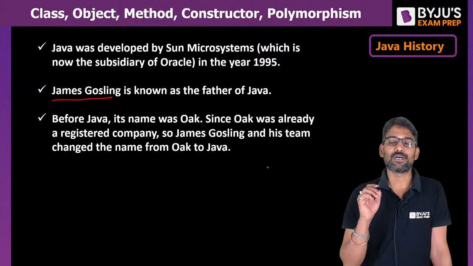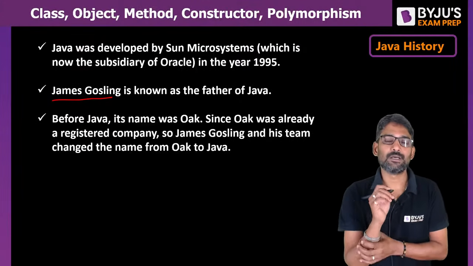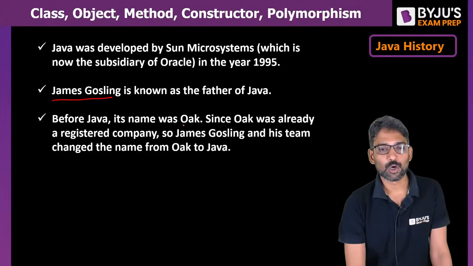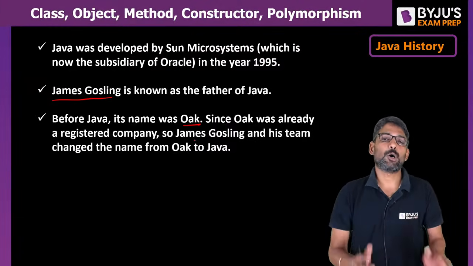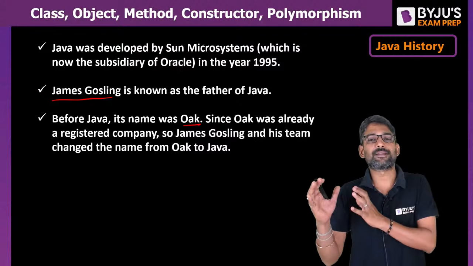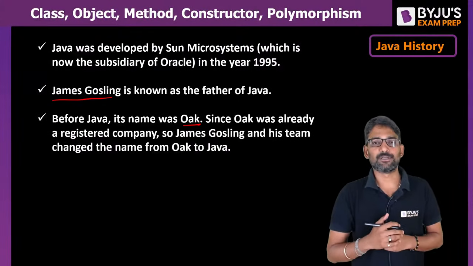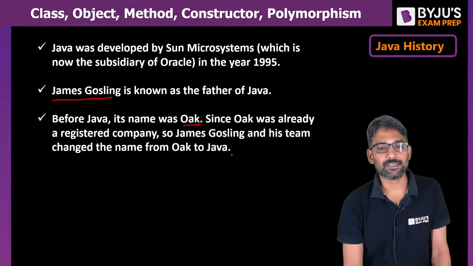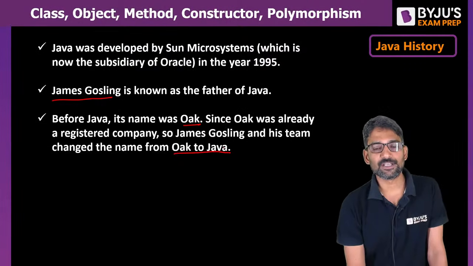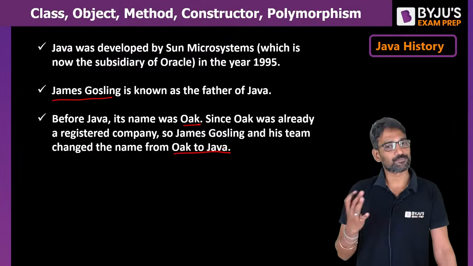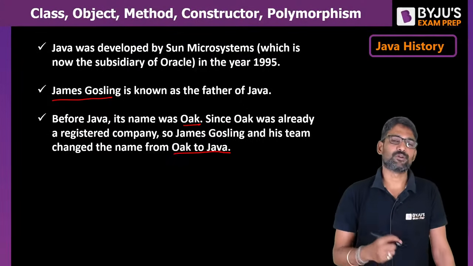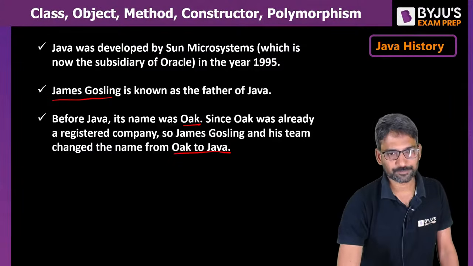And before Java, the actual name of Java was Oak. What was the name of Java? Oak. But on the name Oak, there is already a registered organization. Hence, to avoid name conflict, later James Gosling changed the name from Oak to Java. So this is just a quick history of Java programming language.